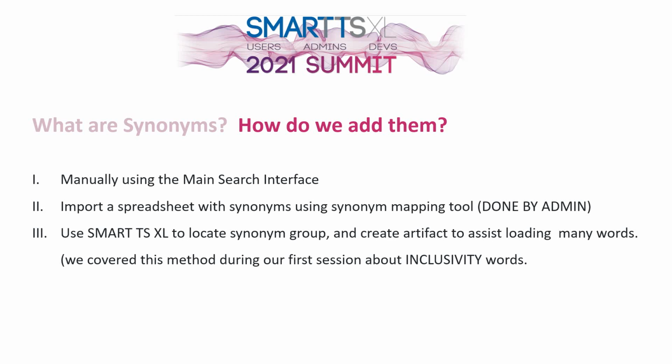It's done on the SmartTS server. And we can also do a method where we use SmartTS Excel to locate a group of words that are synonymic, and we create an artifact that will assist us in loading many words. We covered this method during our first session about inclusivity, but we will do another one of those here today. So let's get working with synonyms.